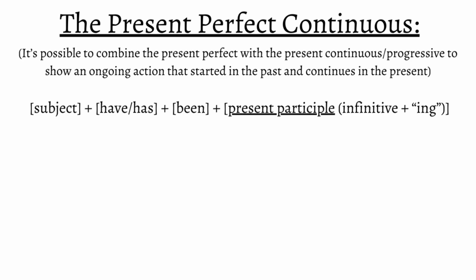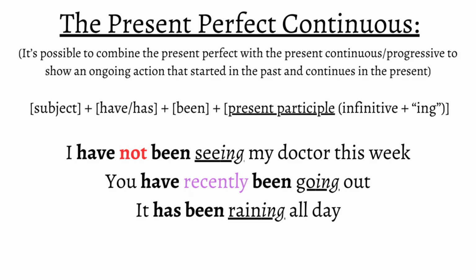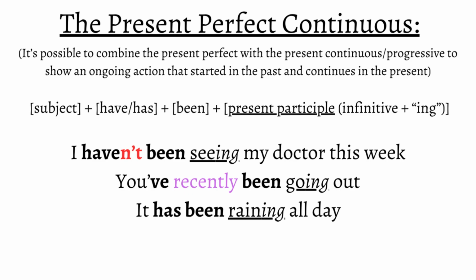A subject plus have or has plus been, past participle of to be, plus a present participle, an infinitive with ing. Some examples with other concepts are, I have not been seeing my doctor this week. You have recently been going out. It has been raining all day. As always, you can also use contractions. This is how the present perfect tense works in English.